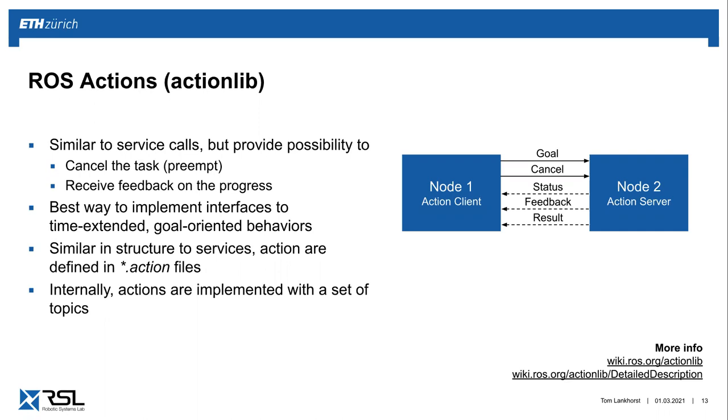ROS actions are similar to service calls, but they provide the possibility to cancel a task, which is called preemption, and also to receive feedback on the progress of a task. It is the best way to implement interfaces to time-extended, goal-oriented behavior. That means, for example, having a robot drive to a certain location or instructing a dishwashing machine to start washing dishes.